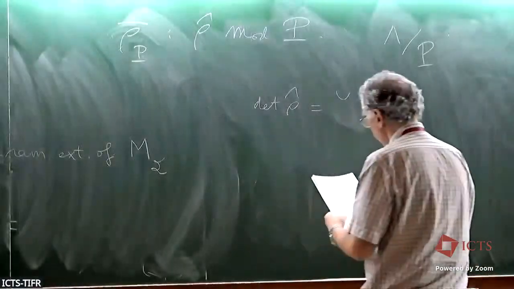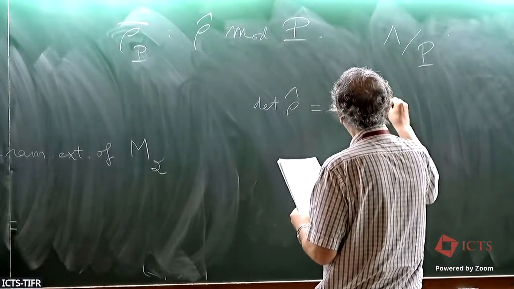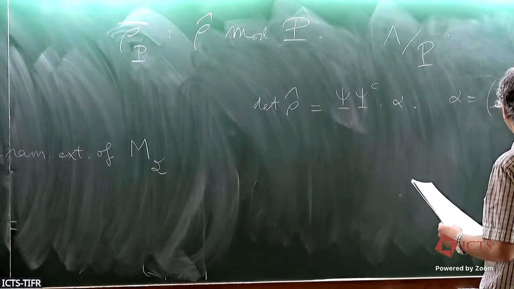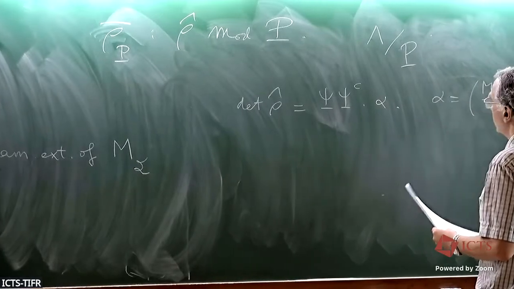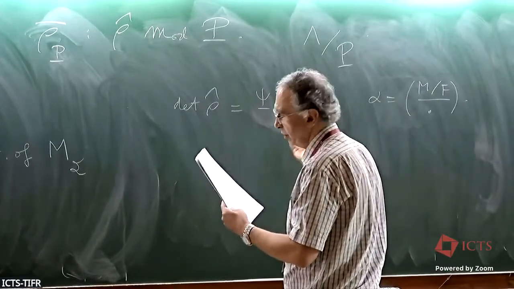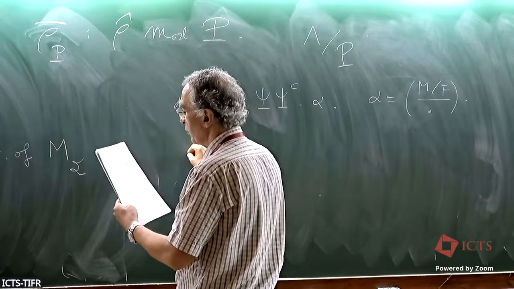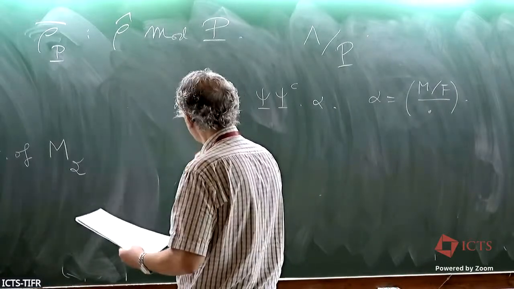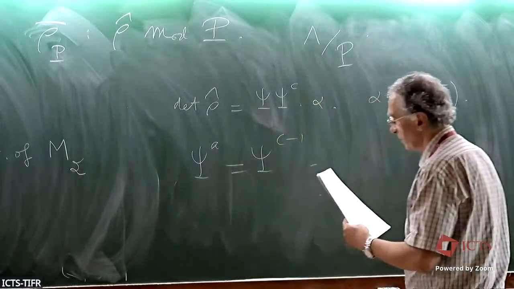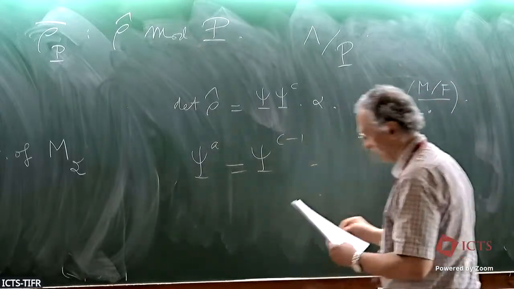And so the determinant is psi c times alpha. Alpha is the character, whatever it means. Well, it's the usual Nebentypus of some theta lift. Okay. And so we have psi anticyclotomic, which is defined to be psi c minus 1. Maybe it should be a chi, but big chi is not good.